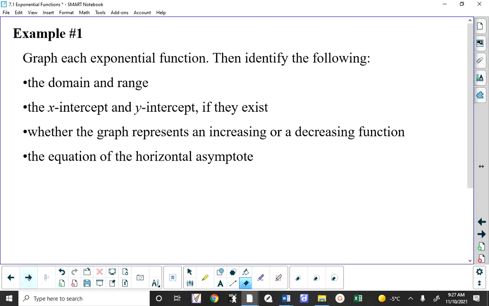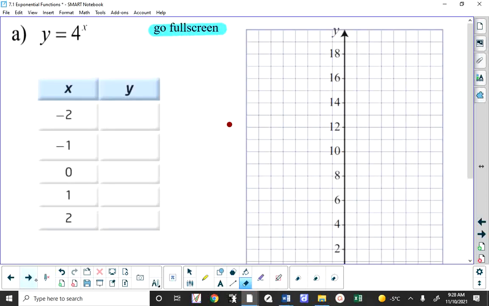So for example 1, we want to sketch a graph of each exponential function without using a graphing calculator. We need to learn about the behavior of an exponential function based on the value of c. The goal after this example is for you to look at any c value in an exponential function and tell me what the graph is doing. So after we graph it, we want to find the domain, range, x and y intercepts if there are any, whether the graph represents an increasing or a decreasing function, and we also want the equation of something called a horizontal asymptote.